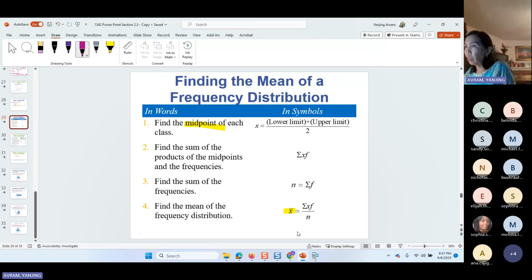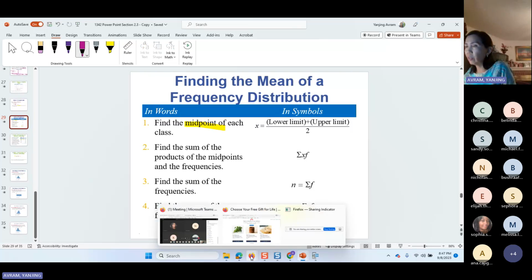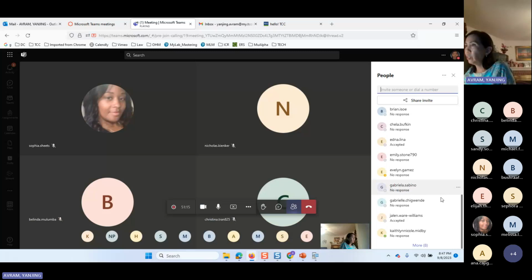Does anyone have any questions about this calculator use? Any questions?